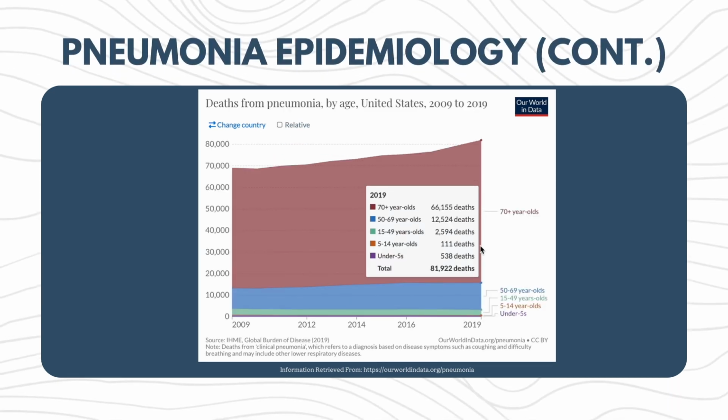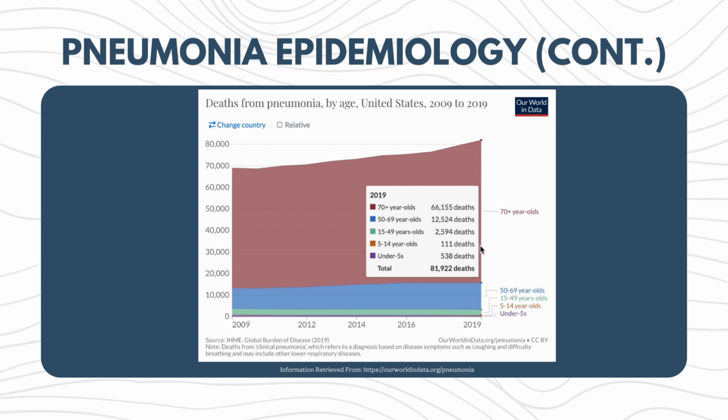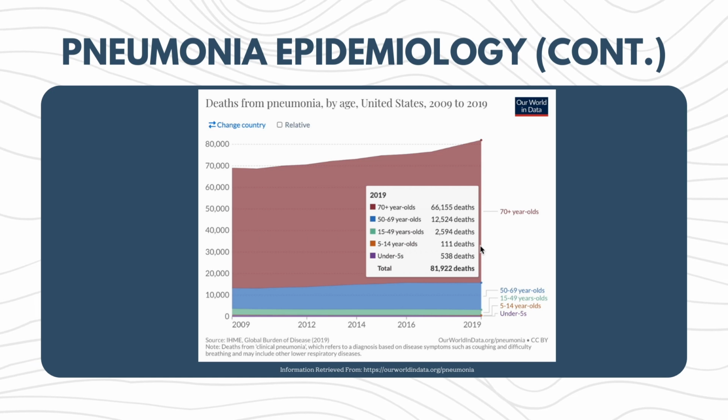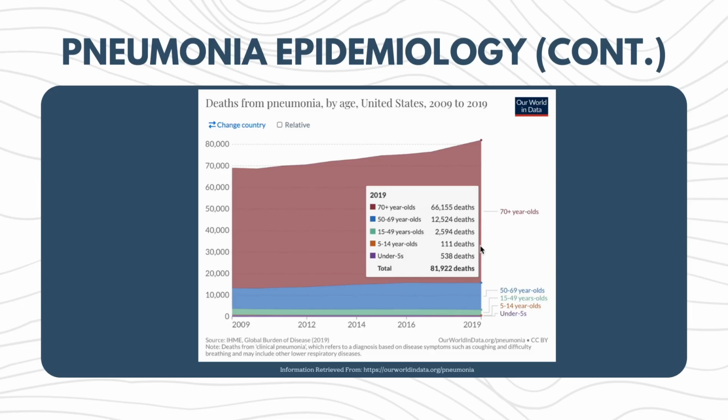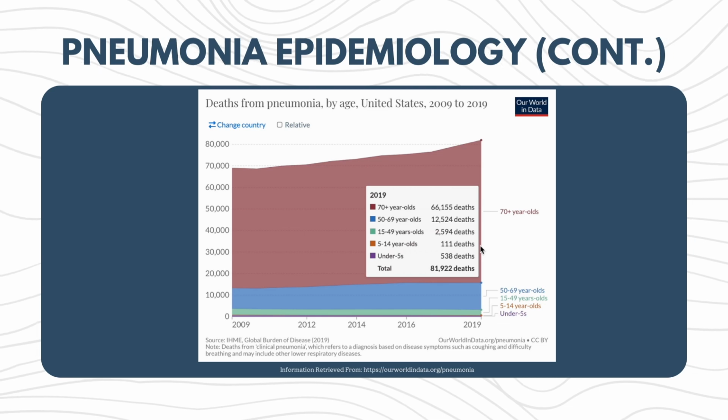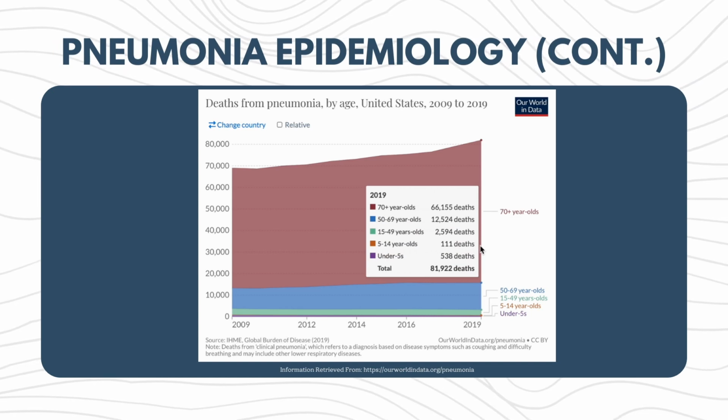So now I wanted to include data from the United States, and again, this is deaths from pneumonia by age. As we can see in our particular country, it is 70-plus-year-olds who do have the highest rate of mortality. And actually, if you look at the complete breakdown, you can see that this goes in chronological order of deaths based on age, with the exception of the 5 to 14-year-old group. But other than that, the most common group of individuals who is susceptible to die from pneumonia are the 70-plus-year-olds, followed by the 50 to 69-year-olds, and then the 15 to 49-year-olds. But then the under 5s come next, followed by the 5 to 14-year-olds.